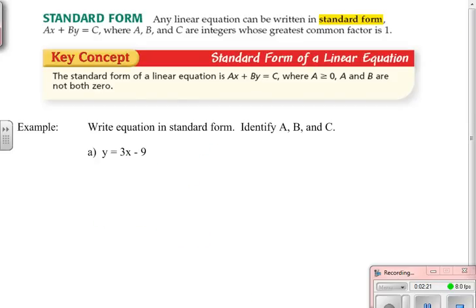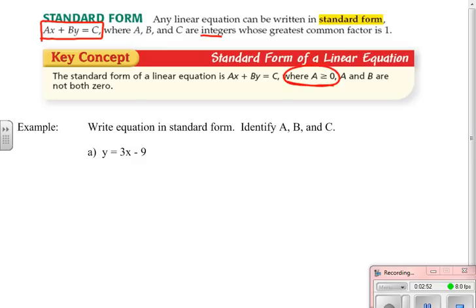Our standard form of a line. Another way, we are used to y equals mx plus b, which is the slope-intercept form. Standard form is another form, and any linear equation can be written in standard form. And here is your standard form: ax plus by equals c. Basically, your x and your y on one side. A, b, and c are integers whose greatest common factor is 1. Here's the other part.